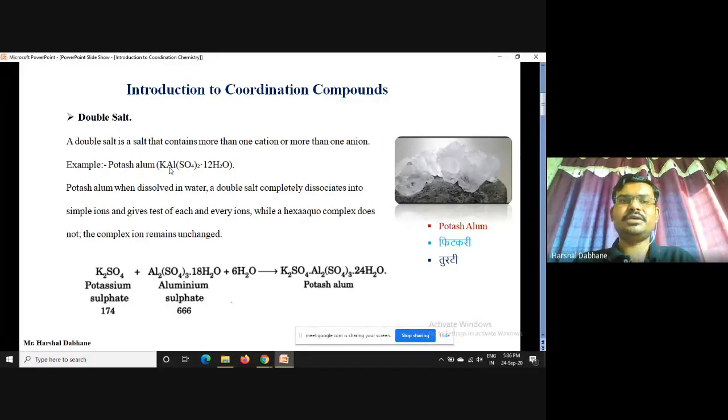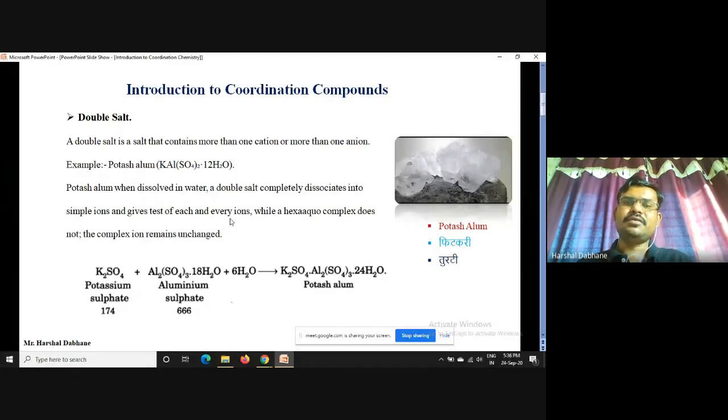When we do the same with aluminum, that solution also gives the positive test for aluminum. It means that double salts are nothing but those compounds which, after dissolution in water, have their cations go free, meaning they have their own identity. That's why we write here that double salts completely dissociate into simple ions and give the test of each and every ion. So this is said to be the double salt.